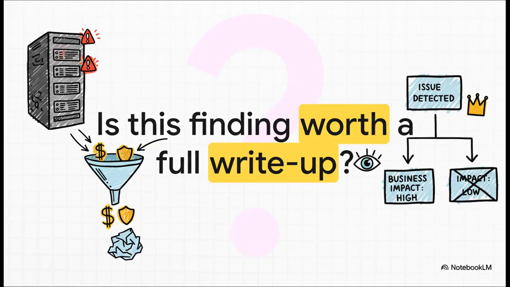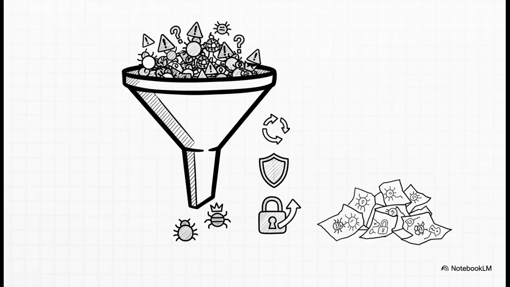And this question, this is what separates a tool operator from a professional security consultant. A scanner can spit out hundreds of findings, but your job, your value, is to figure out which of those actually matter to the business. Which ones represent a real, tangible risk that someone needs to spend time and money fixing. So how do you do that? How do you filter it?